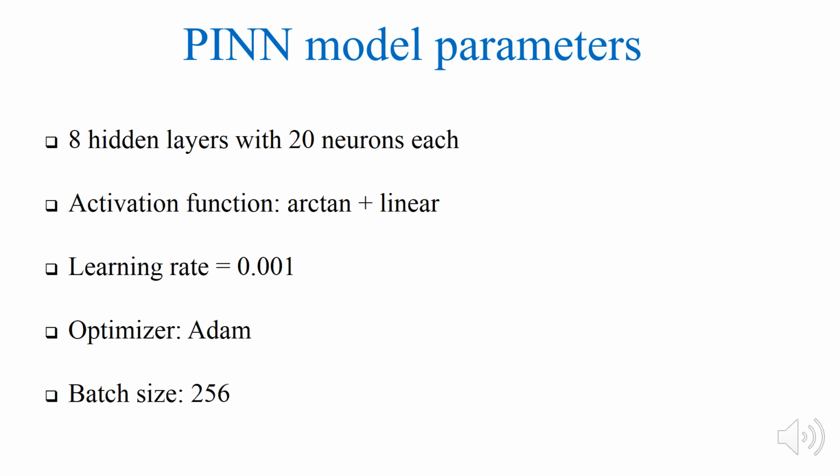But before I show you the results, there are several hyperparameters for this neural network or the PINN model that we need to tune before we run the algorithm. In this case we are using a neural network with 8 hidden layers and 20 neurons each. The activation function is arctangent for all the hidden layers, while the final layer is linear. The learning rate is 0.001, and we use an Adam optimizer with a batch size of 256.